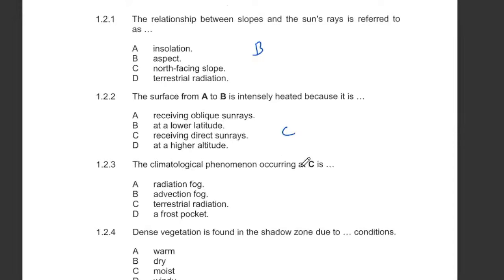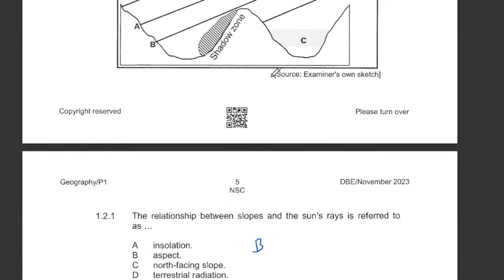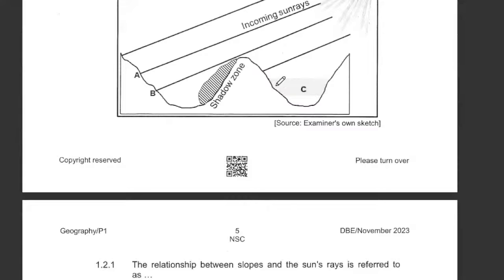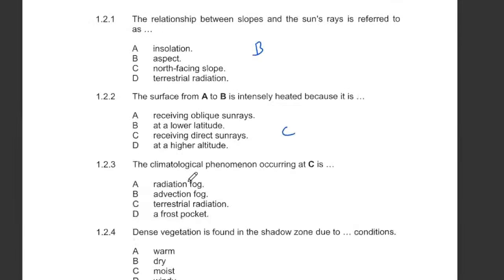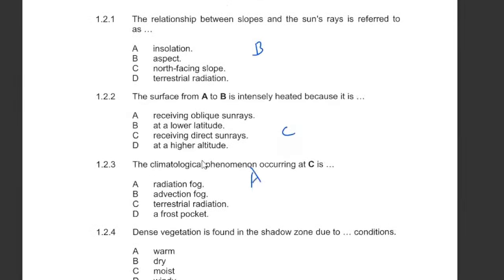The climatological phenomena occurring at sea is this here. Therefore, when you look at the options that are given: advection fog, when warm air passes over a cold surface; radiation fog, when it's cooling close to the Earth's surface; terrestrial radiation, when warm air rises at night; and frosty pockets. So when you check C, C is here. So frosty pockets or radiation fog, condensation. So the answer here is A.